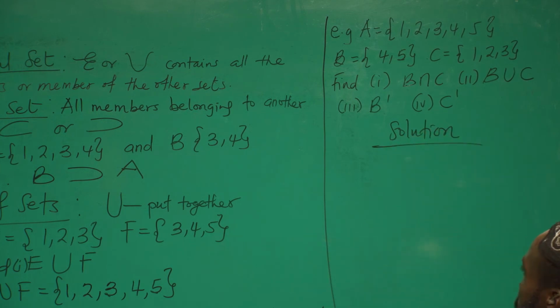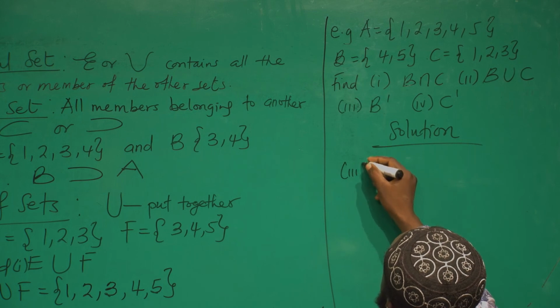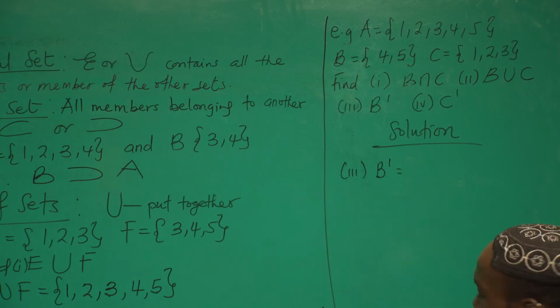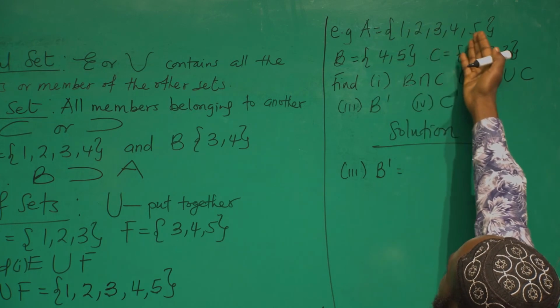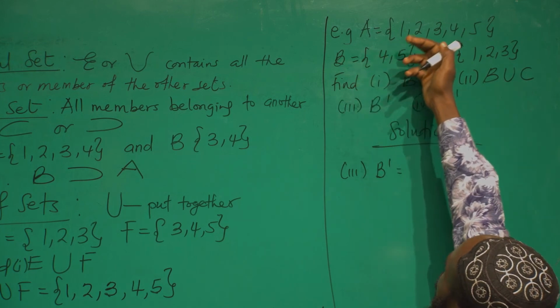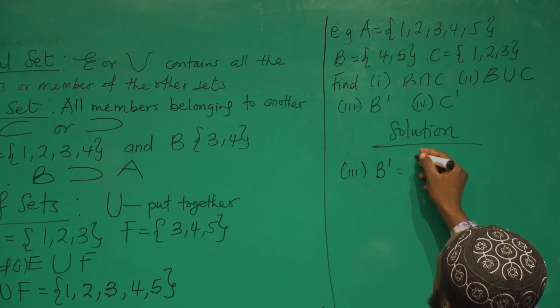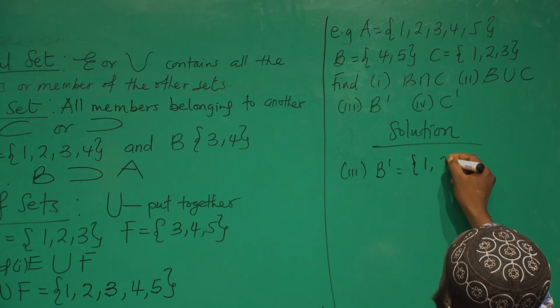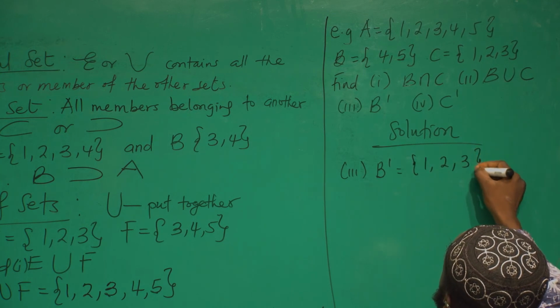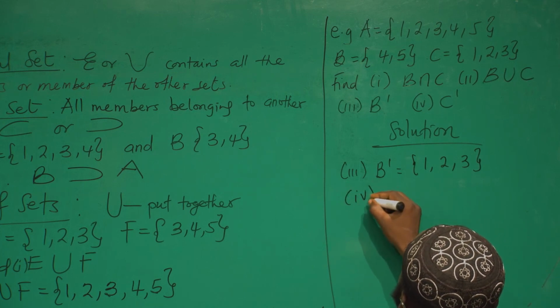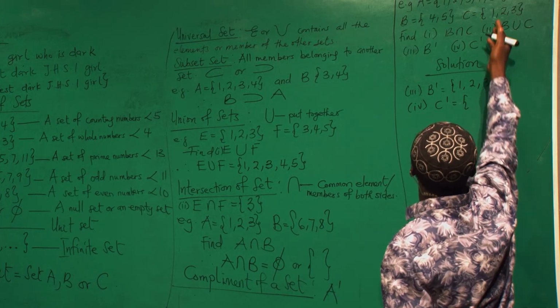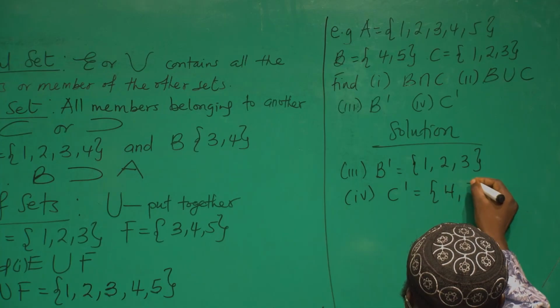Okay, so students, let's take I as an assignment and let's tackle I. B complement. As I said, you compare it to the universal set. So looking at this, the bigger set here is A. That makes it the universal set. So we compare B to A. What is here and is not there is what we list down. So looking at this, 1 is not there, 2 is not there, 3 is not there. So that is B complement. And when we take IV, which is the C complement, we compare and we see that 4 is not there and 5 is not there.